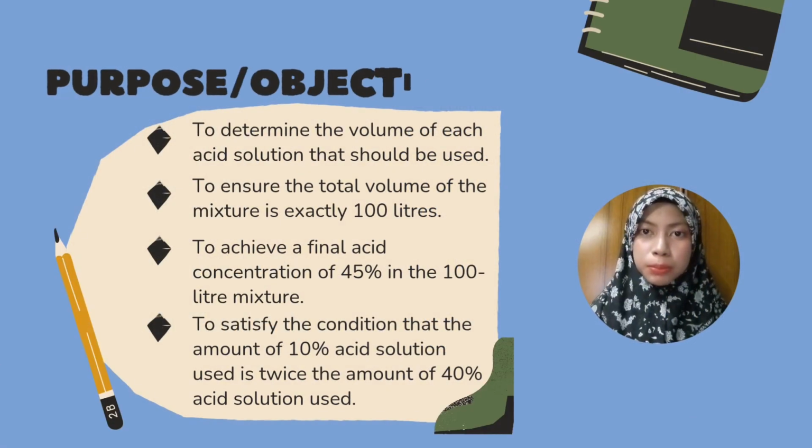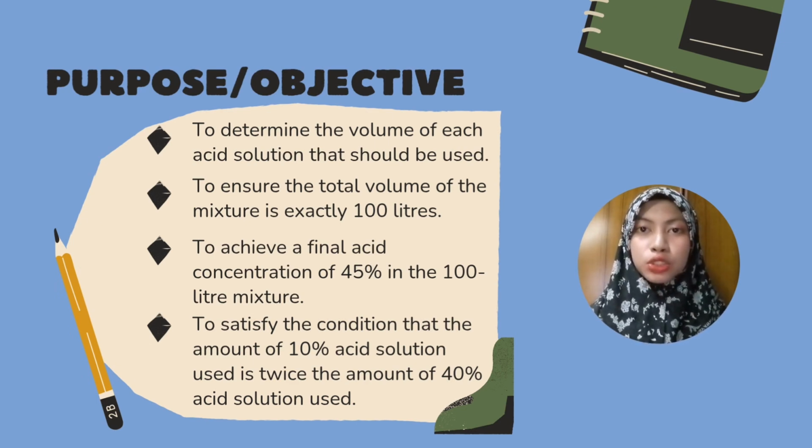Do you know what the purpose of the question is? Let me tell you. First, to determine the volume of each acid solution that should be used. Second, to ensure the total volume of the mixture is exactly 100 liters. Third, to achieve a final acid concentration of 45% in the 100 liter mixture. And lastly, to satisfy the condition that the amount of 10% acid solution used is twice the amount of 40% acid solution used.